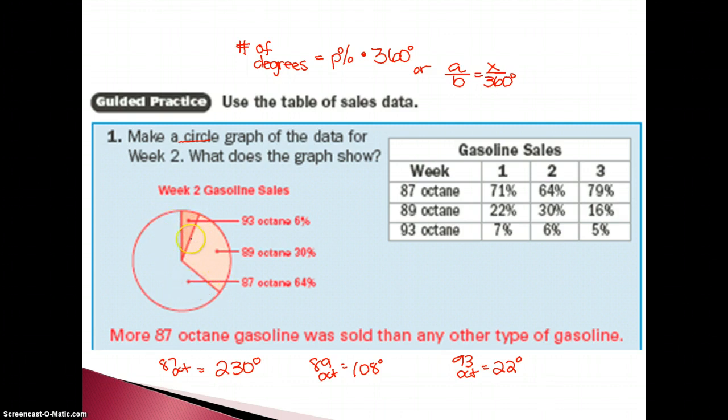So you can see that, what does the graph show? It shows that more 87 octane gasoline was sold than any other type of gasoline. And this is like your regular or your premium gas, or super plus, or whatever they call it at the gas station. That's what they're talking about, the regular versus super plus versus premium gas.